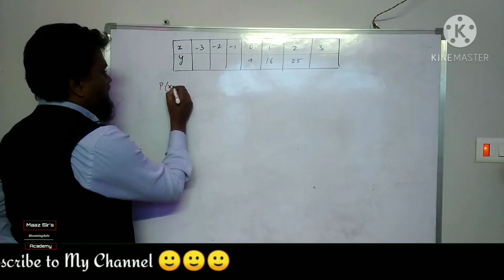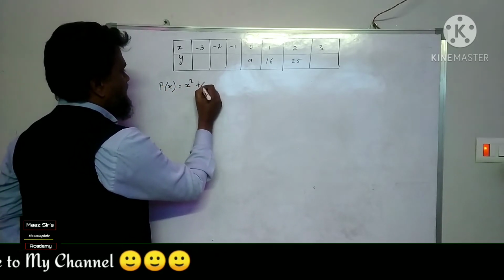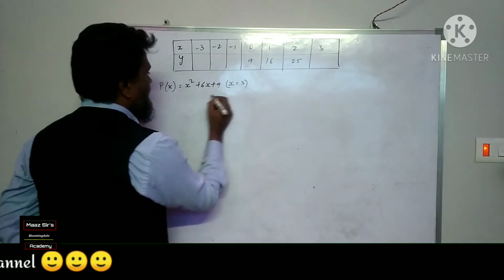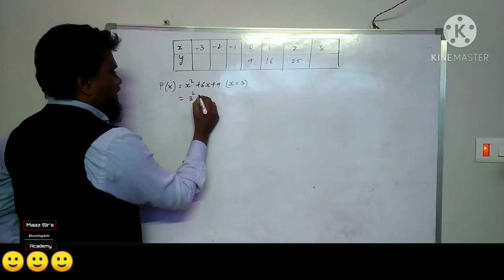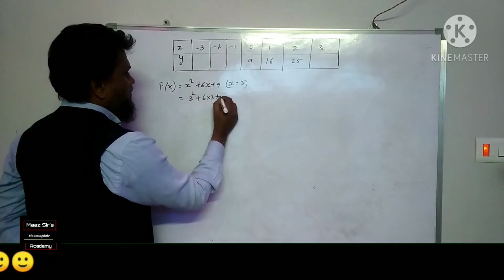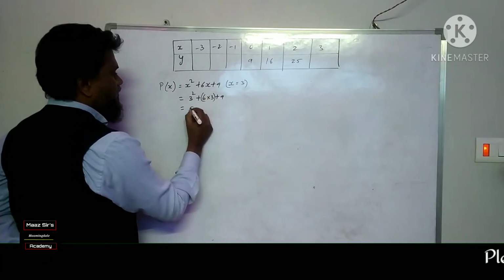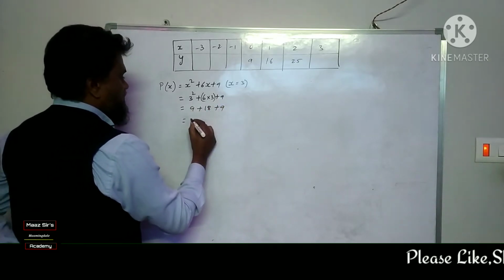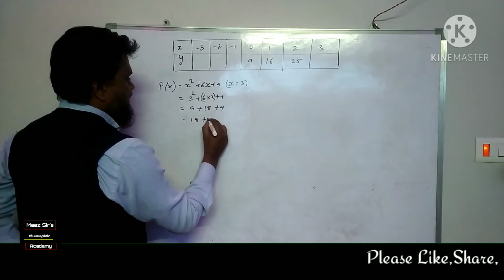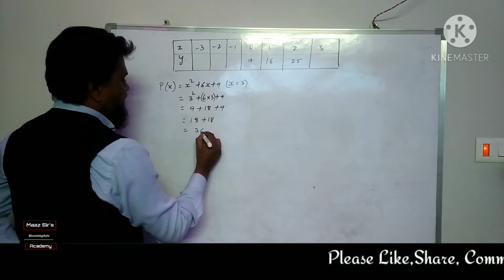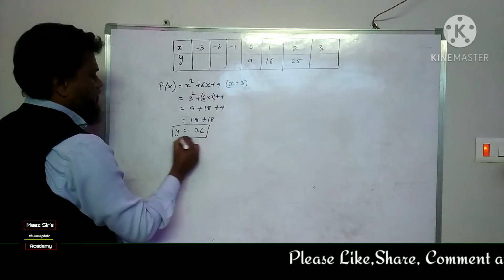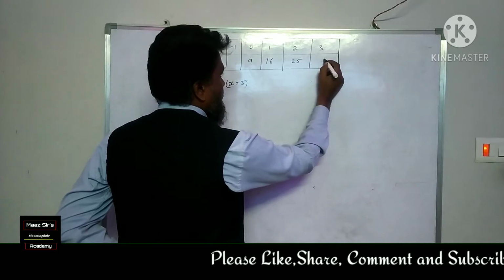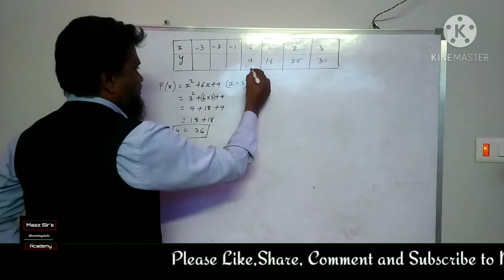So p of x is equal to x square plus 6x plus 9. So x is equal to 3. So 3 square plus 6 into 3 plus 9. So 9 plus 18 plus 9. 18 plus 18. So this is our y. So y is equal to 36. When x is equal to 3, we are getting y is equal to 36.